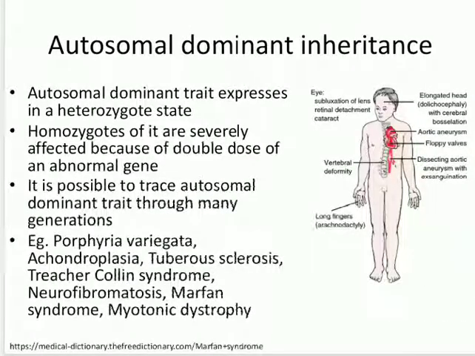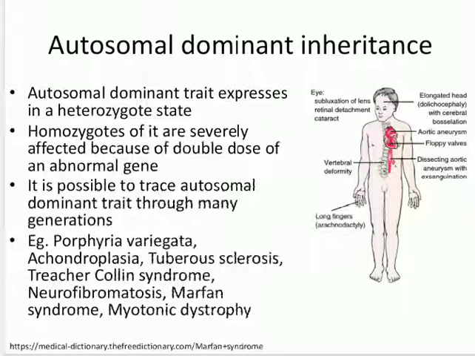Autosomal dominant inheritance. You know that there are 22 pairs of autosomes and one pair of sex chromosomes in human beings. So now let us consider the first pair of chromosomes. In the first pair, one chromosome is derived from father, one from mother. If the chromosome derived from father has an abnormal gene and the chromosome derived from mother is normal, then the child is said to be heterozygote. And if the chromosome derived from father has an abnormal gene and the chromosome derived from mother also has an abnormal gene, the child is said to be homozygote.